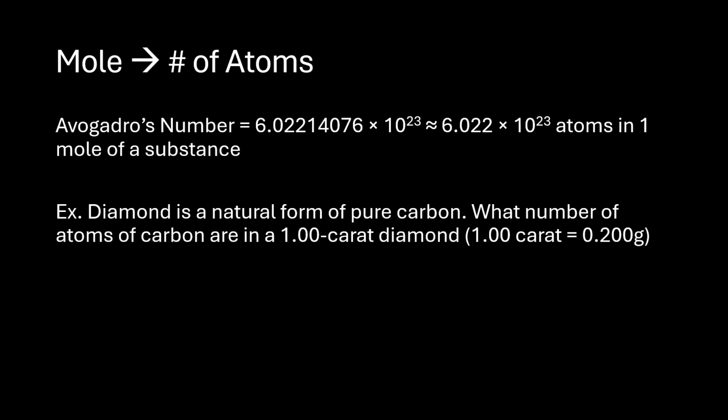So we have a diamond, and a diamond in its natural form is just pure carbon. And so the question is asking us what number of atoms of carbon are in a 1.00 carat diamond. And it gives us additional information that 1 carat is equal to 0.200 grams.